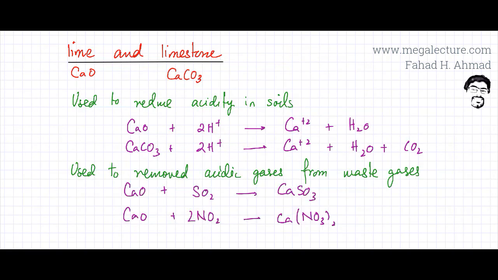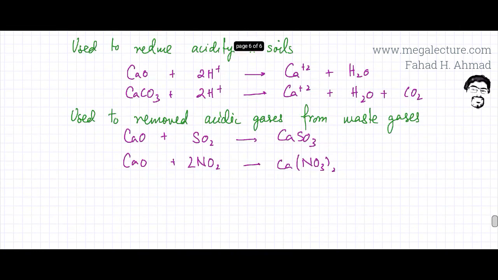Very common acidic gases are sulfur dioxide and nitrogen dioxide. They are going to react with the basic calcium oxide, or you can also use calcium carbonate, to produce the salts calcium sulfite or calcium nitrate. A similar reaction could also happen with calcium carbonate or limestone.